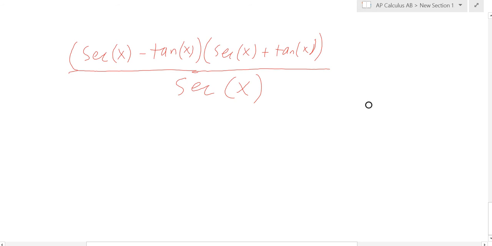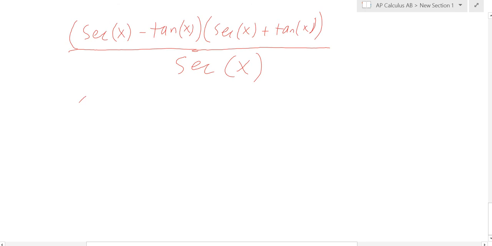Because the most common mistakes I see kids making in Calc 1 and 2 are that they start doing math that doesn't make any sense. They start canceling things that don't cancel, or they multiply things together and get the wrong answer. So anyway, let's just do this and look at how we can handle this. Secant is 1 over cosine. Can we handle that? Yeah. Tangent is sine over cosine. So there's nothing wrong with that. We can do that. Boom.